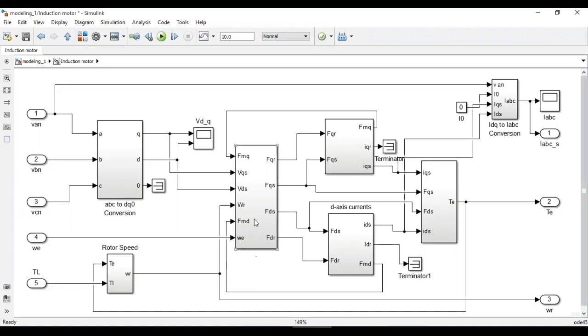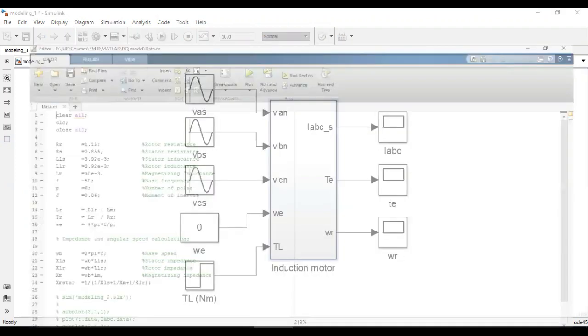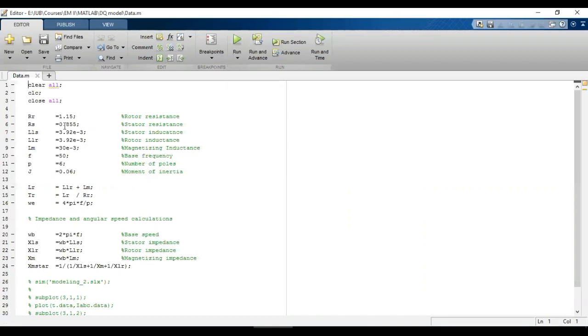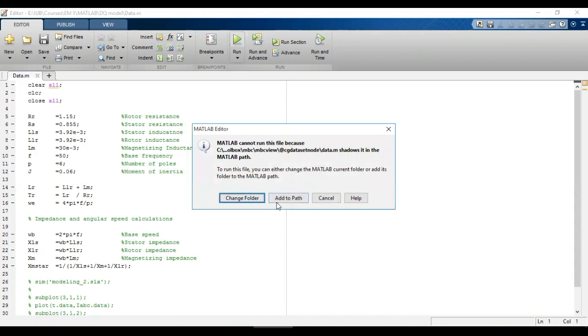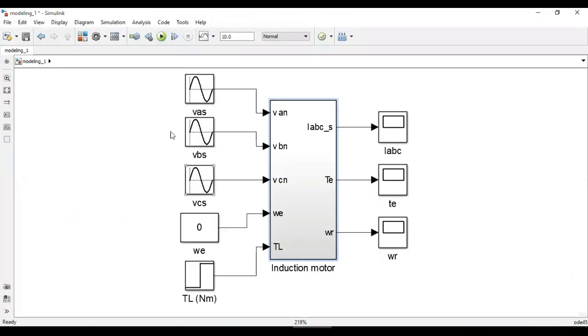So now I will run this simulation, and I will see what results we get from here. So first of all, we have to run this file. This file contains all the data to be used in the simulation. So let's run this file and click on add to path. And this is the simulation model.